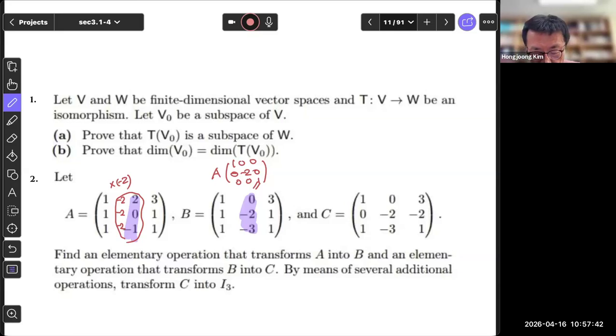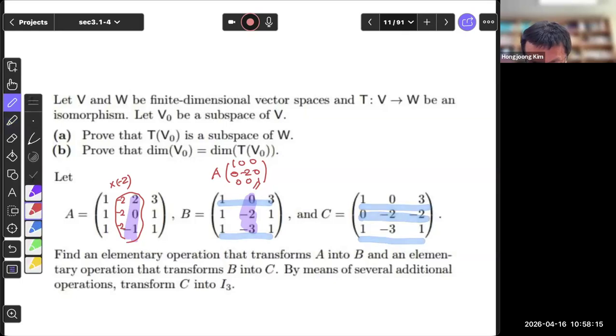Now, the first rows 1 0 3 are the same. And the third rows 1, -3, 1 are the same. Okay? But only the second rows are different. So I need 0, -2, and -2. So how do I obtain this triple from 1, -2, and 1?